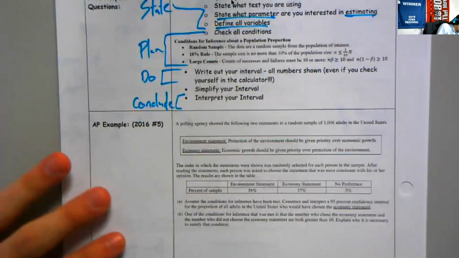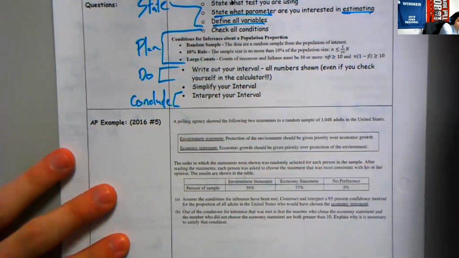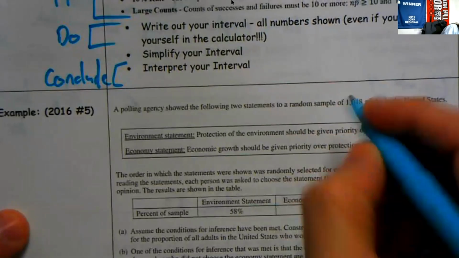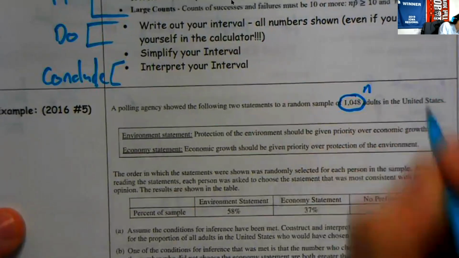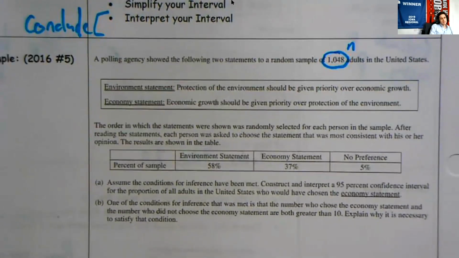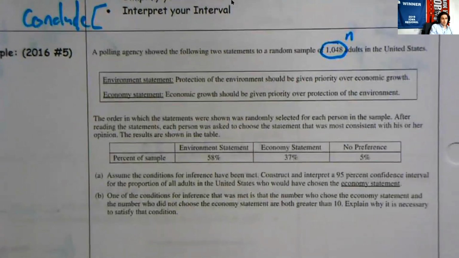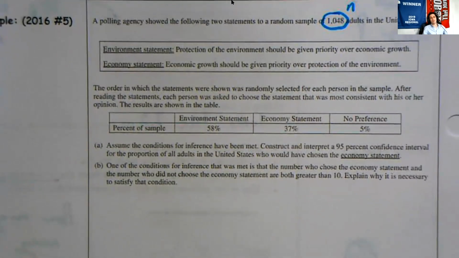So, a polling agency showed the following 2 statements in a random sample of 1048 adults in the United States. And I see 1048 and I think, ooh, that's little n, the sample size. And we got an environment statement and an economy statement talking about which should get priority over which. The order was randomized because if we always give the same statement first, maybe that influences people. Who knows? We randomize it though to hopefully eliminate that possible source of bias.